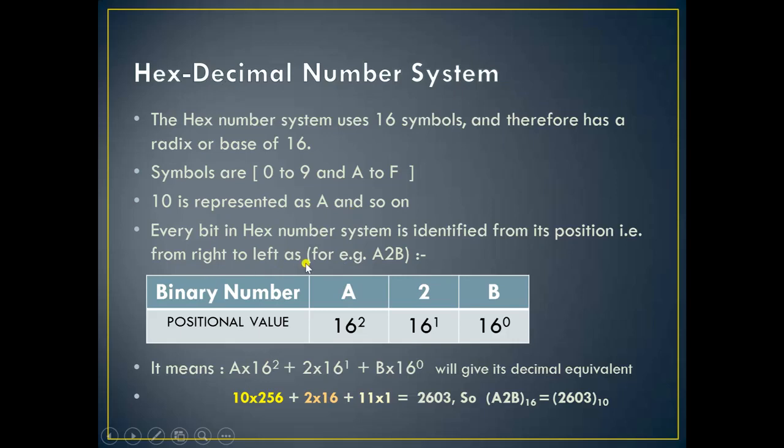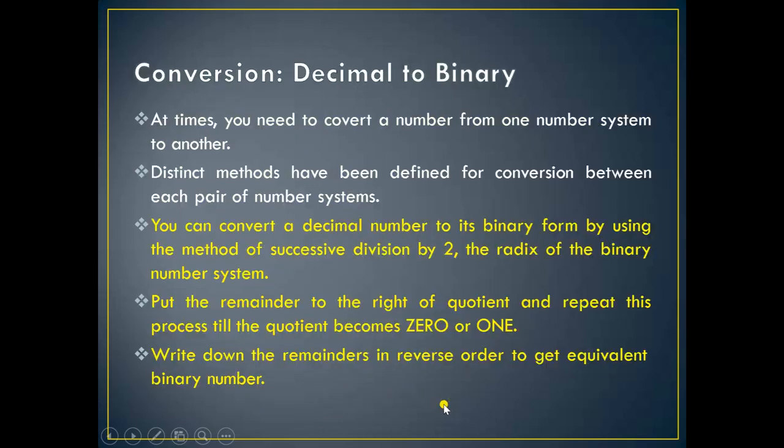Now in this, every digit in a hexadecimal number is identified from its position, from right to left. In the same way, you will write 16 raised to power 2, 16 raised to power 1, then 16 raised to power 0. Now you have to write these values accordingly, then multiply the number, and you will get a decimal number.